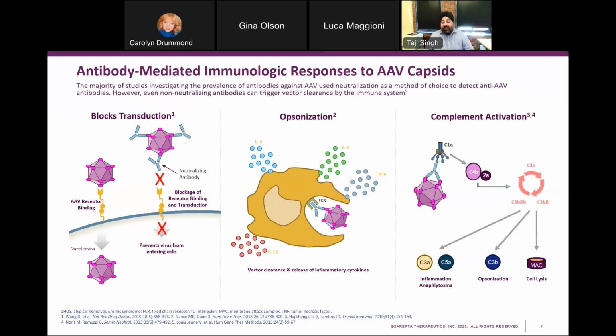But both neutralizing and total binding antibodies can act as opsonins, basically a marker on a capsid surface that leads to opsonization, which means it makes that capsid more prone, more marked, or identified for phagocytosis from macrophages, etc., or indirectly by stimulating complement or inflammatory cytokines that will also bind to the capsid, making it more identifiable for phagocytosis or lysis.